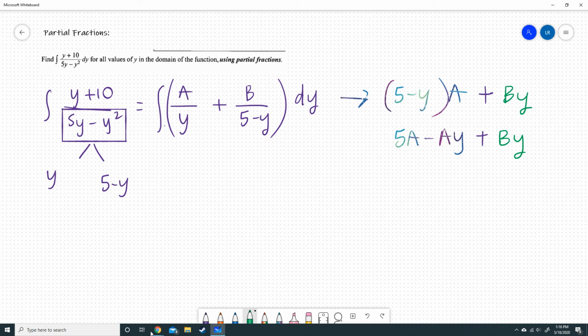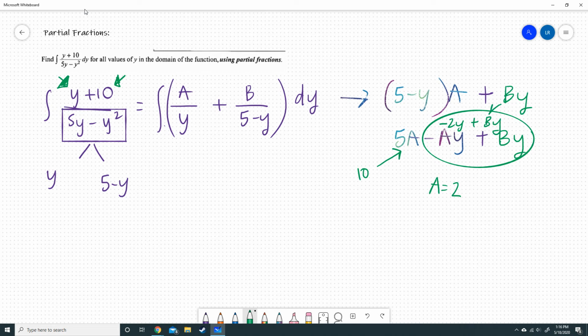What we know is that this piece right here needs to add to y, or it needs to add to 1. And we know that this piece right here needs to be 10. Well, that's easy. That means A has to be 2, because 5 times 2 is 10. So A equals 2. And then that helps us figure this out. If A is 2, then I have -2y + By. B has to be 3, because that's the only way -2 + 3 equals 1y. So B is 3.